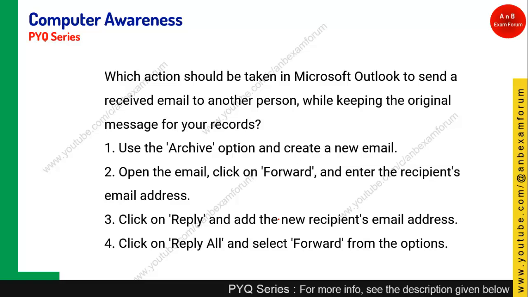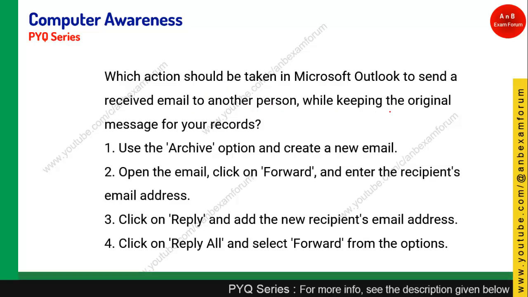Coming to the next question, which action should be taken in Microsoft Outlook to send a received email to another person while keeping the original message in your record? Okay, this is from the email topic. Email is again one topic where you will find 1 or 2 questions. Basically, if you are sending the message to some other person while keeping it original, it means you are forwarding the message.